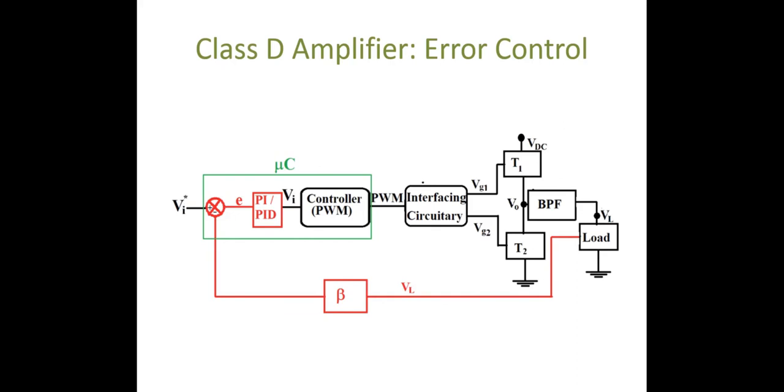So in order to minimize the error in class D amplifier, a feedback control loop is introduced, which you can see in the given figure. So the gain of the feedback path is beta, whereas the controller that we use can either be PI, PID or some other controller. So using a feedback control loop in the class D amplifier will result in smaller error in the output.